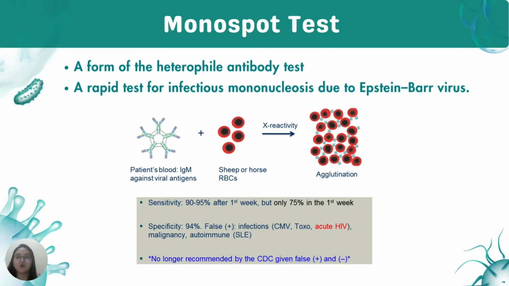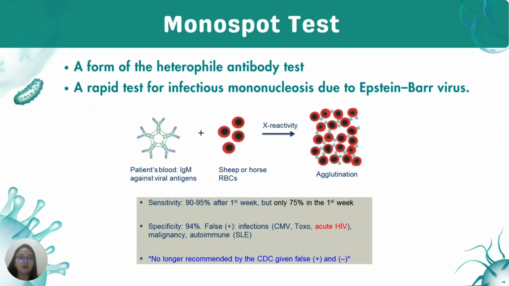Okay, so let's focus on the monospot test, as this is the test that is primarily indicated in Epstein-Barr virus infection, specifically infectious mononucleosis. The monospot test is a form of heterophil antibody test. This is a rapid test for infectious mononucleosis due to Epstein-Barr virus. Here in the demonstration, we detect the IgM antibody that is present in the patient's cell. After cross-reactivity, we will know that it is positive when it forms agglutination.